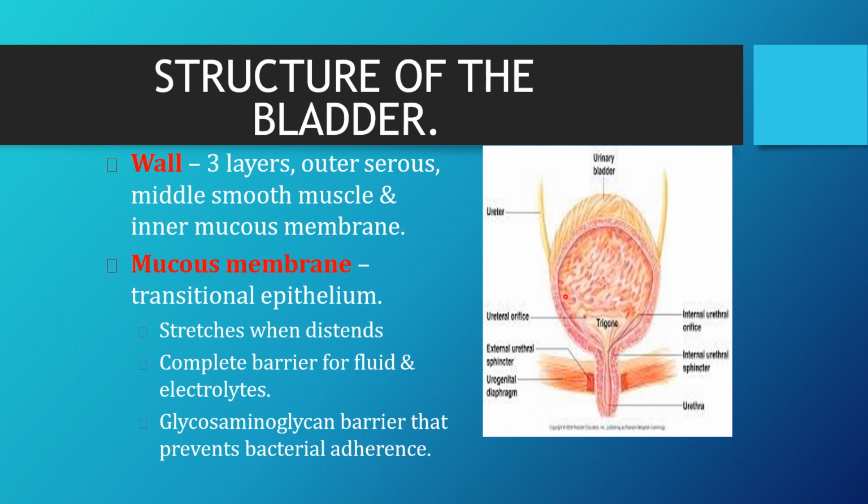Urinary bladder or urinary tract infection is the most common condition seen in many children and adults. That is why this inner mucous membrane has a glycosaminoglycan barrier that prevents bacterial adherence. Even though the bladder has this barrier, many people still face urinary tract infection problems.